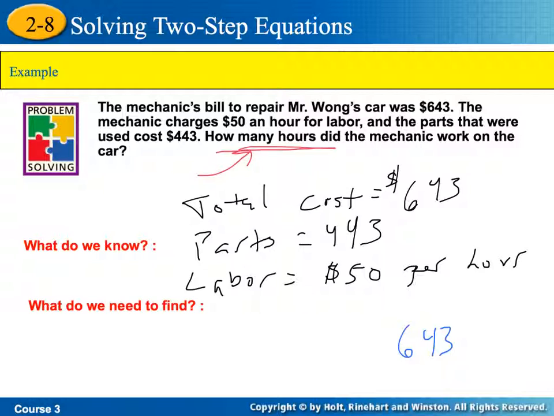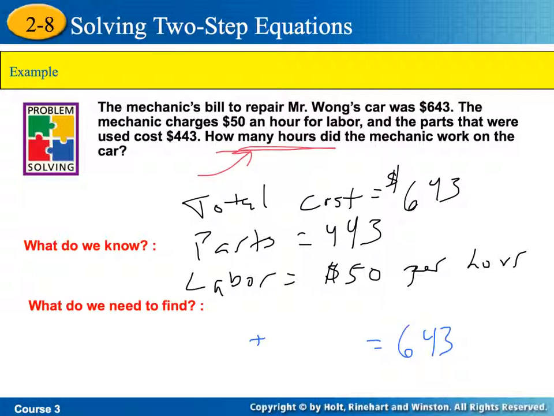$643. Now, my question to you is, what happens if I take the used parts, how much they cost, and the mechanic's, how much he charges for an hour? Is that going to go up or is it going to go down? Well, if the mechanic charges 1 hour, he's going to go up $50 every single hour. So after 2 hours, it's going to go up $100. After 3 hours, $150. We know it's going to be adding here, all right?